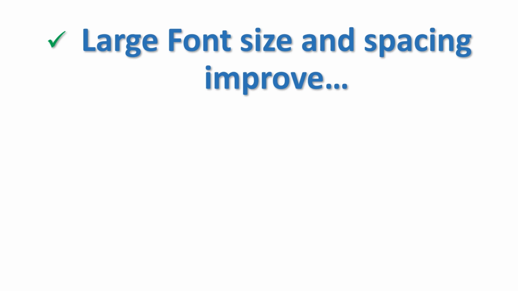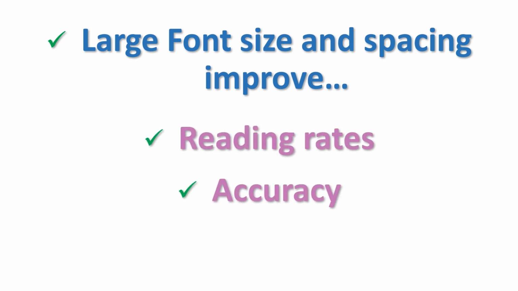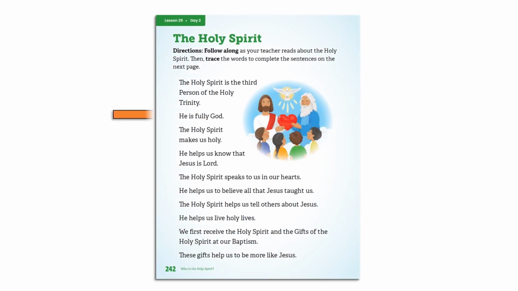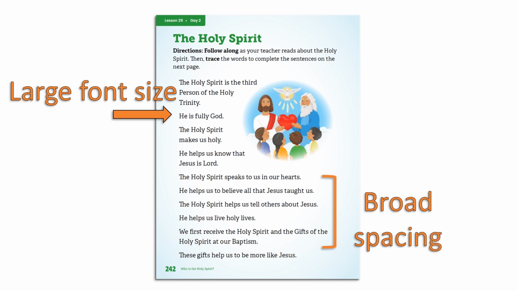Research has shown that larger font sizes and broader spacing between words and lines contribute to improved reading rates, accuracy, and reading comprehension, particularly in students in grades K through 2. Spirit of Truth incorporates these textual designs to promote reading fluency in your students. This is the main contributing factor in the comparatively larger size of some of our early grade textbooks.